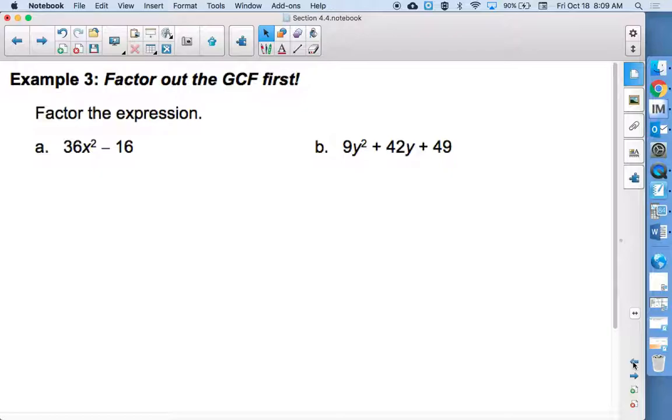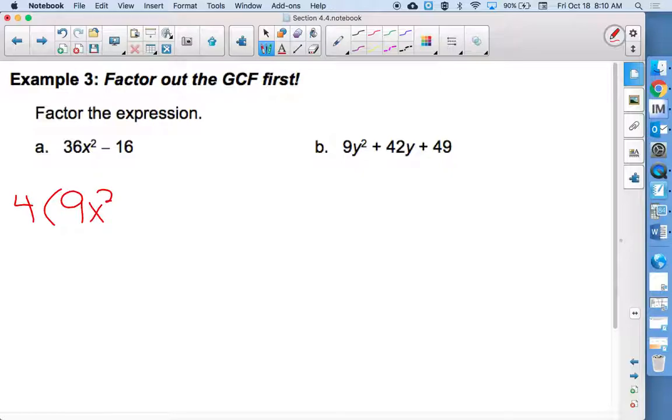What is the GCF? So we have 36x squared minus 16. Is there a GCF that you can pull out of those numbers? And if so, we need to do that first. So Nick, is there a GCF with 36 and 16? What could you pull out? A 4. So before you factor, you need to pull out what they have in common. And we're going to pull out a 4. So Nick, if you pull out a 4, what do you have then? 4 times 9x squared minus 4.